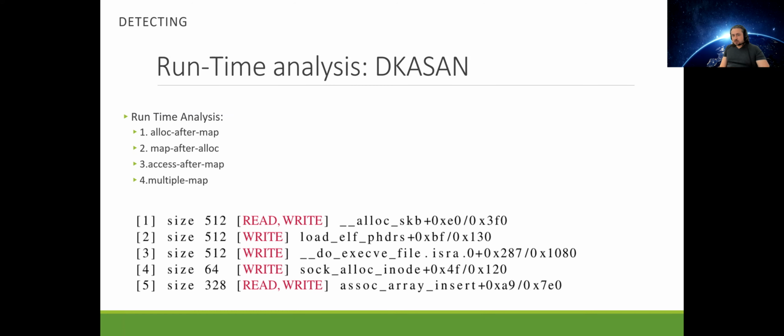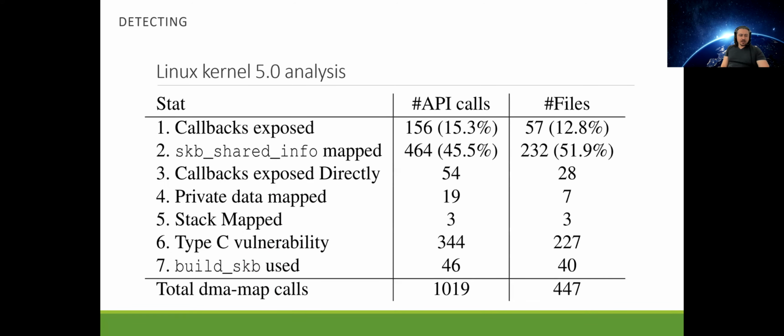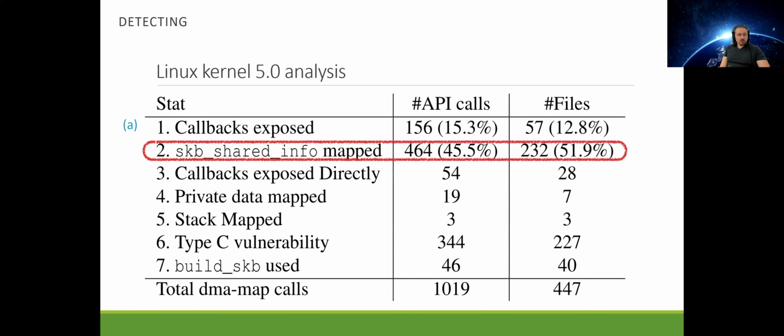Now to the results of the static analysis. We see that out of about 1,000 API calls, about 15% of device drivers actually expose callback pointers in their operation. It's a type A vulnerability. But we find that about 45% map SKB shared info. SKB shared info is one of those cases where an IO buffer and its metadata coincide on the same page. And SKB shared info is an example for Linux.